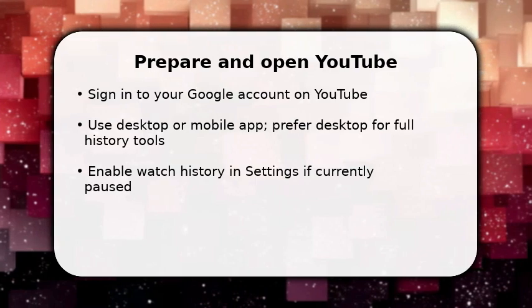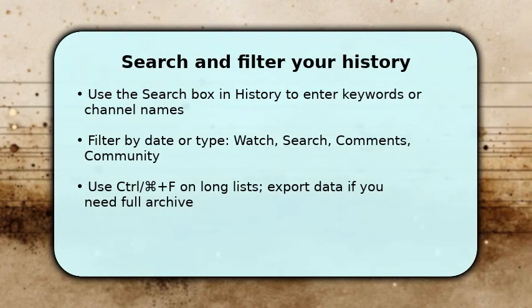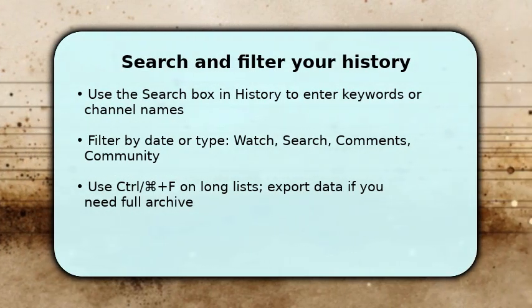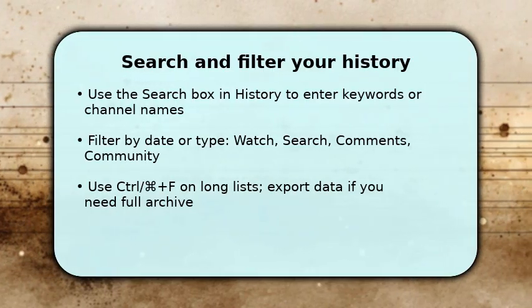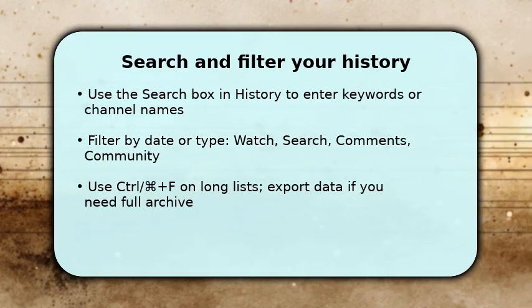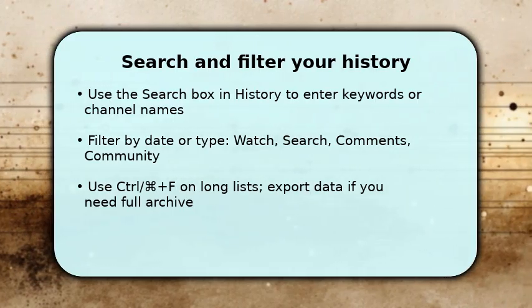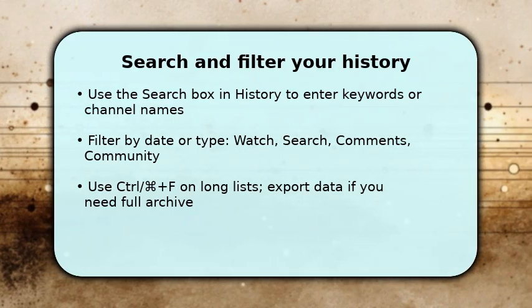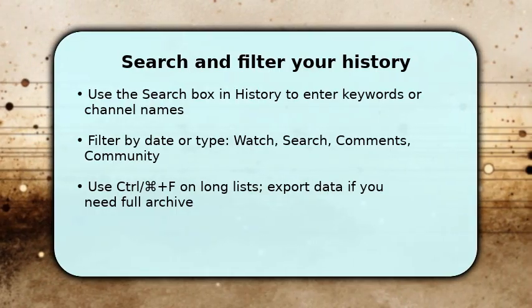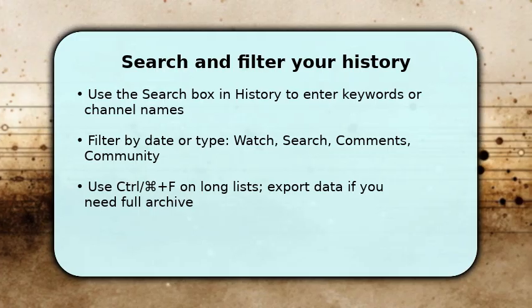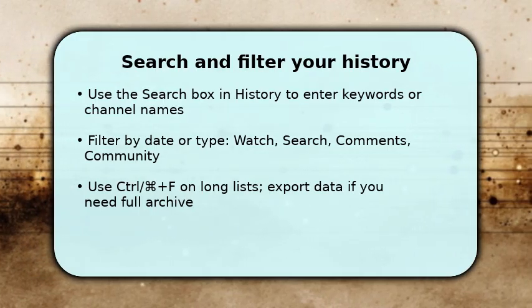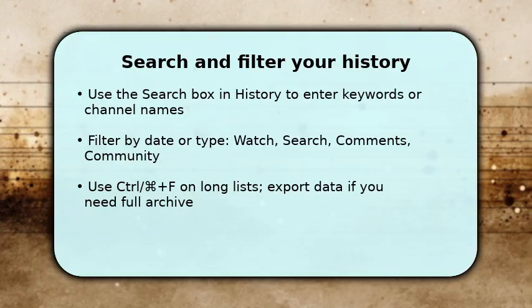the videos you need. Once in history, you search using keywords, channel names, or unique phrases from the video to narrow results quickly. Make sure to apply filters by date range and activity type so you avoid unrelated items. Switch between watch and search tabs to see what you actually watched versus what you looked up. If results are long, use your browser Find Command or export your YouTube data to CSV for offline searching.